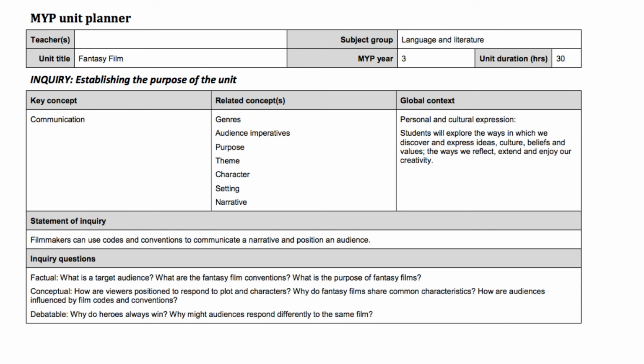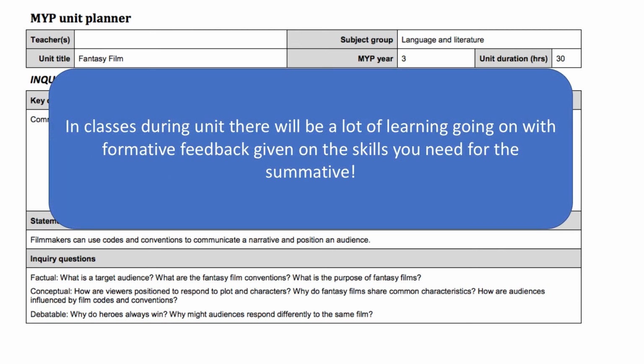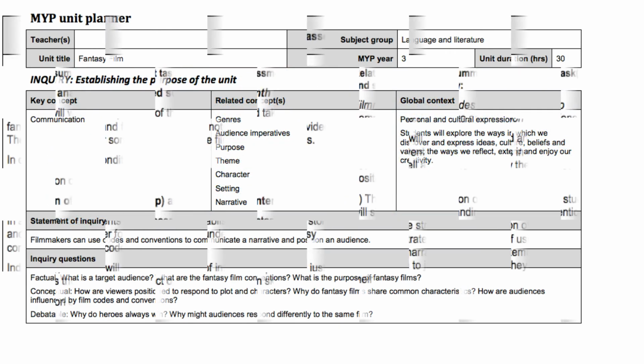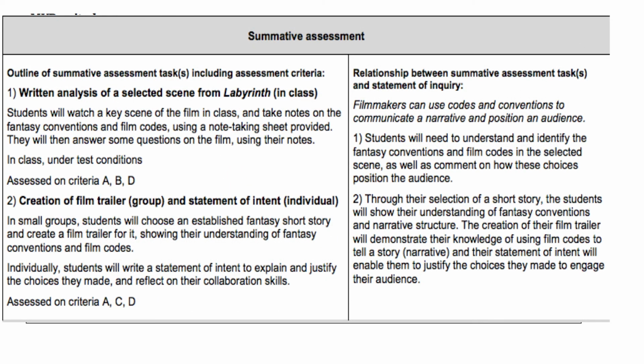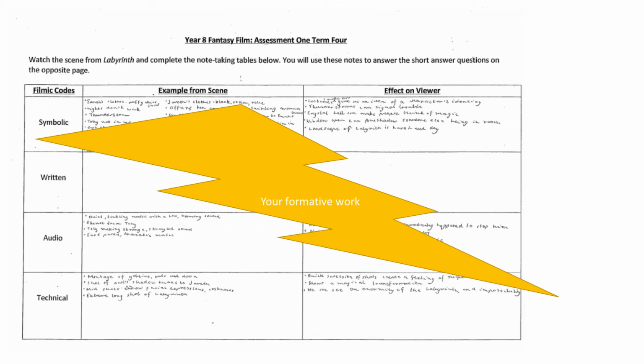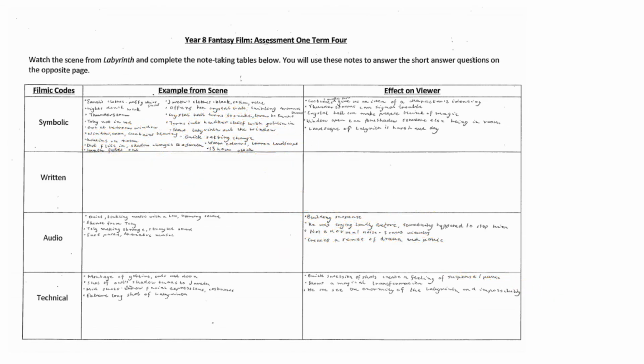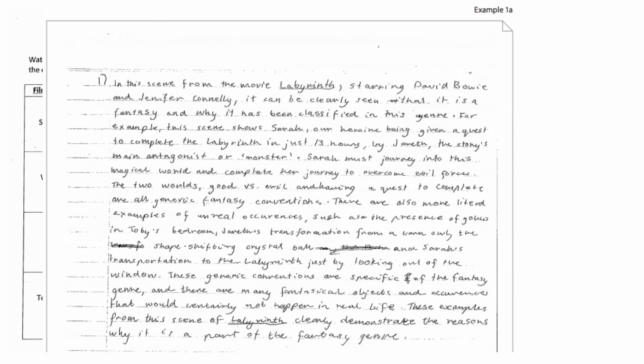So in your different subjects, you'll be studying different units of work. There'll be a lot of learning going on, there'll be formative feedback, and you'll have the opportunity to practice the skills that you need for the summative. And at the end of the unit, the teacher will outline the summative assessment, and you should know beforehand which criteria you're being assessed on. So then, of course, you'll do the formative work, and finally you will write or perform your summative assessment for the teacher to grade.